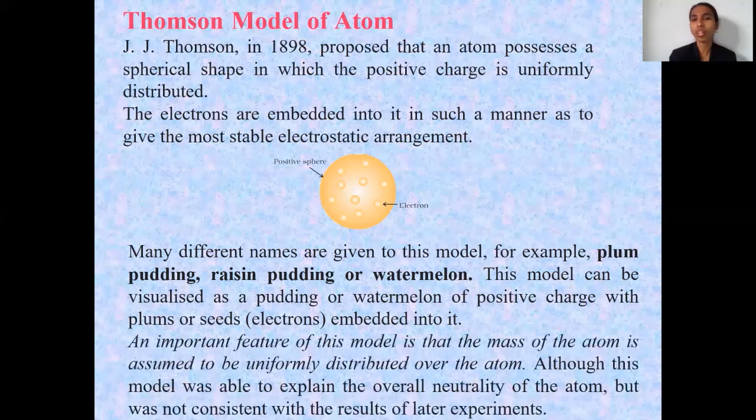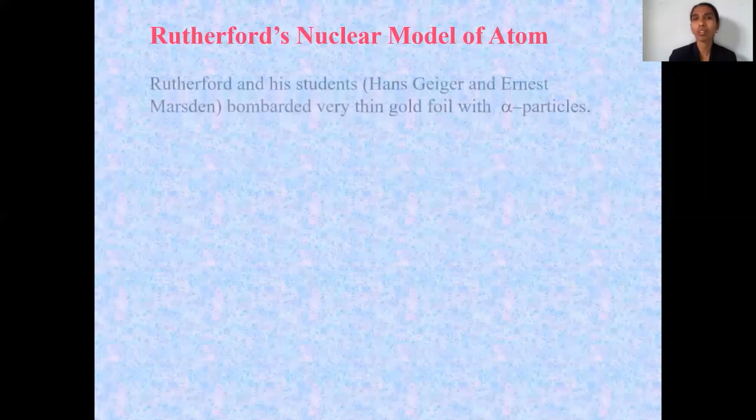An important feature of this model is that the mass of the atom is assumed to be uniformly distributed over the atom. Although this model was able to explain the overall neutrality of the atom, it was not consistent with the results of later experiments. So basically what is explained by the Thomson model is the overall neutrality of the atom. But in the experiments done next, the properties and the structure of the atom were not studied in detail by the Thomson model, and that is why the next model was put forth, which is Rutherford's nuclear model of an atom.